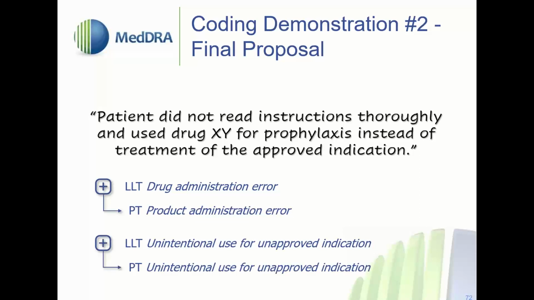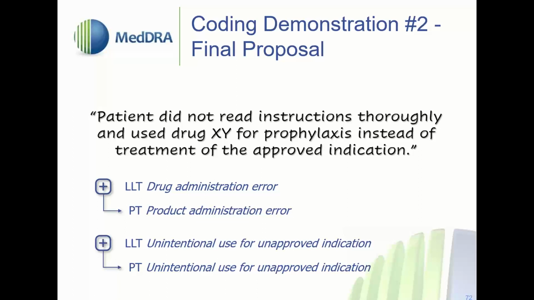Again, drug use for unapproved indication does not capture the full information, and therefore splitting is required for this scenario. The PTC companion document, once again very important to read, clearly states that coding a singular error by selecting two error terms is useful when this provides meaningful additional information. In other words, when the single LLT cannot describe the entire reported scenario.